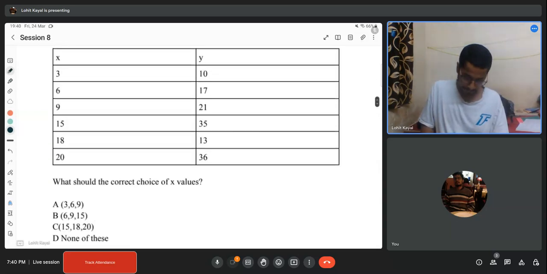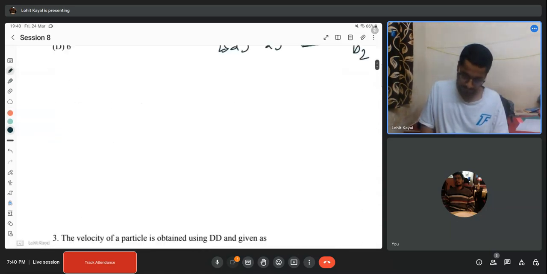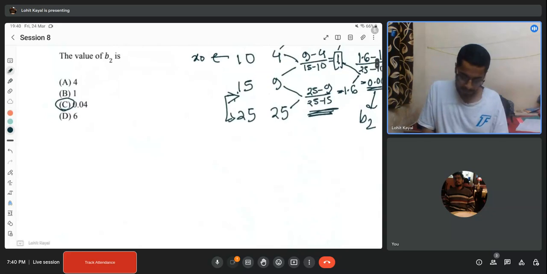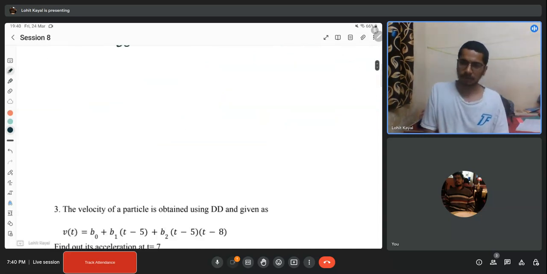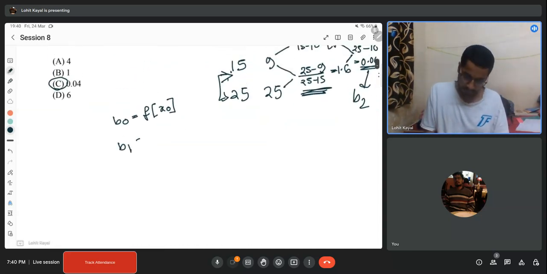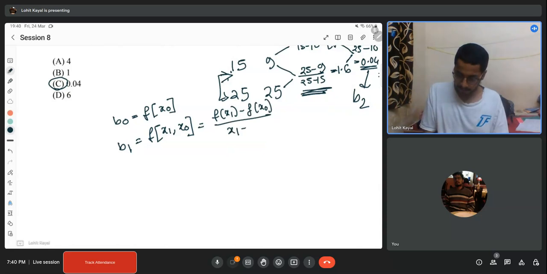Yeah. So b naught is f of x naught. This is just f of x naught. b1 is f of x1 x naught. It means it is f x1 minus f x naught by x1 minus x naught. b2 is equal to f x2 x1 x naught.